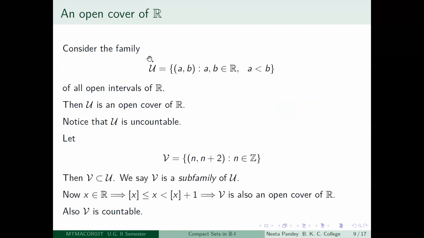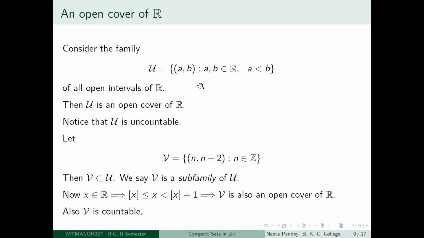But now suppose I take my subset as the whole of the real line. Then can I construct an open cover of that? There actually I have no problem. If I look at the family of all open intervals of R, any open interval of the form AB, where A and B are real numbers and A is less than B, then obviously R is going to be a subset of the union of all these open intervals AB.